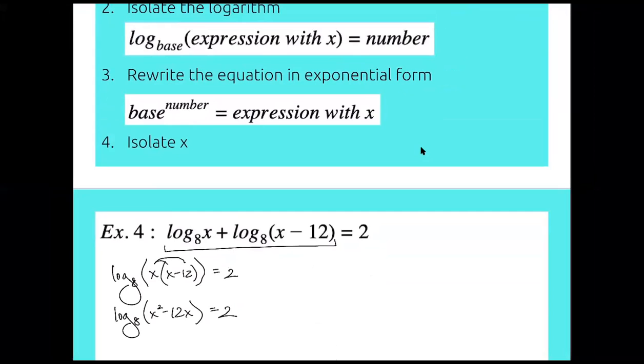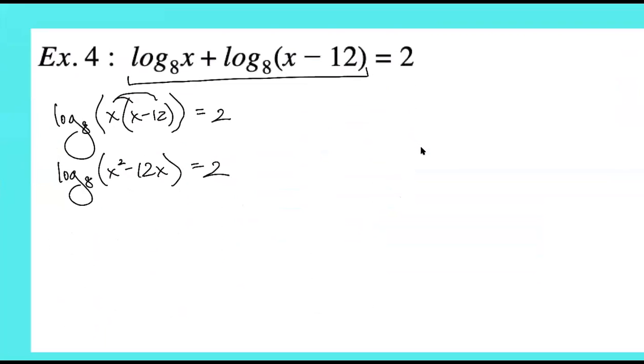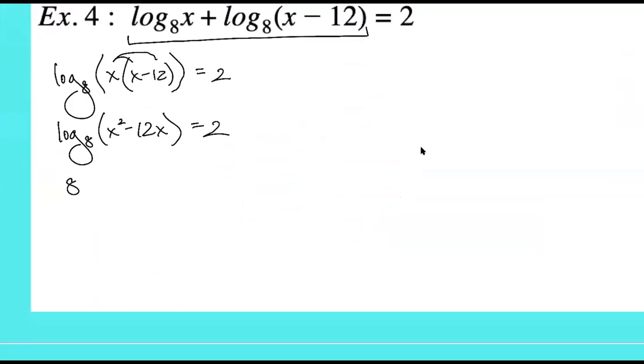You're always taking the base and raising it to whatever number is on the other side. The whole point of this exponential form is to get the thing that's logged out of the log. And we don't want it in the power either, so that's why it goes on the other side. So you're right, we get 8 to the power of 2 equals x squared minus 12x. And 8 squared is 64, so we get 64 equals x squared minus 12x.